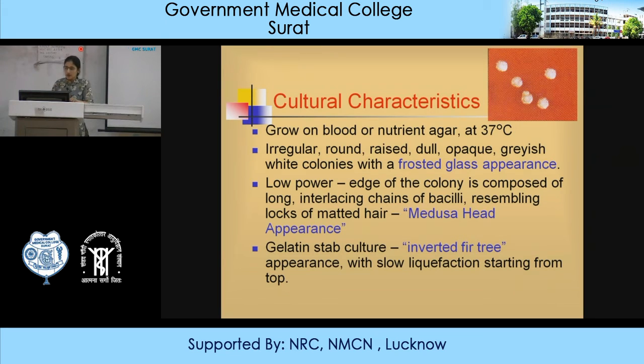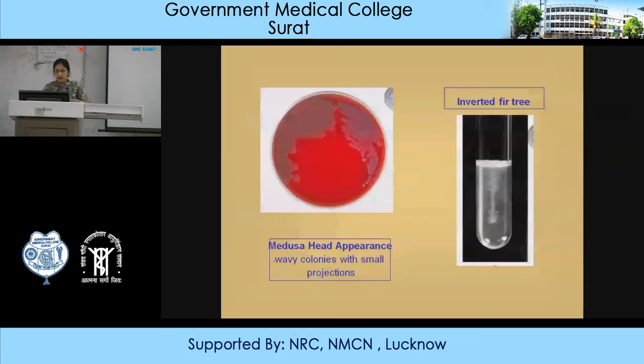Here this picture shows the frosted glass appearance of the colony on the blood agar. Then here there is a medusa head type of colony on the blood agar. If we see the edges of the colony, these are the different wavy projections in the colony. And this is the inverted fir tree appearance. You can see an inverted fir tree like structure if we inoculate in the gelatin stab culture.